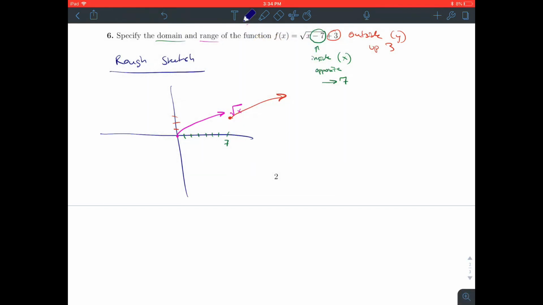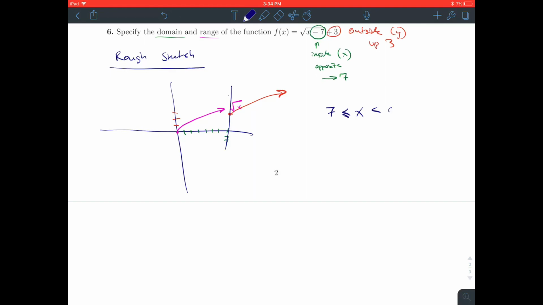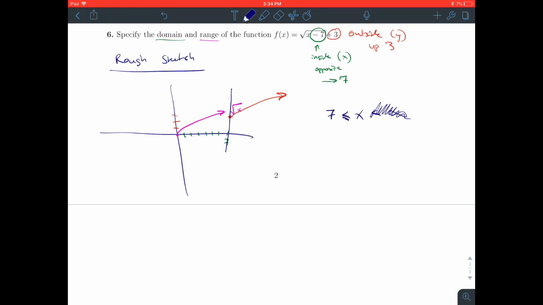So lastly, we need to find the domain and range of this graph. The domain is the set of x values that are included. So we have all the x values that start at 7, and we can equal 7. And our x values go to infinity, so all the x values that are less than infinity. Now, just like we said in class, you don't have to write less than infinity. Everything is less than infinity. So the domain for final answer will be x is greater than or equal to 7.